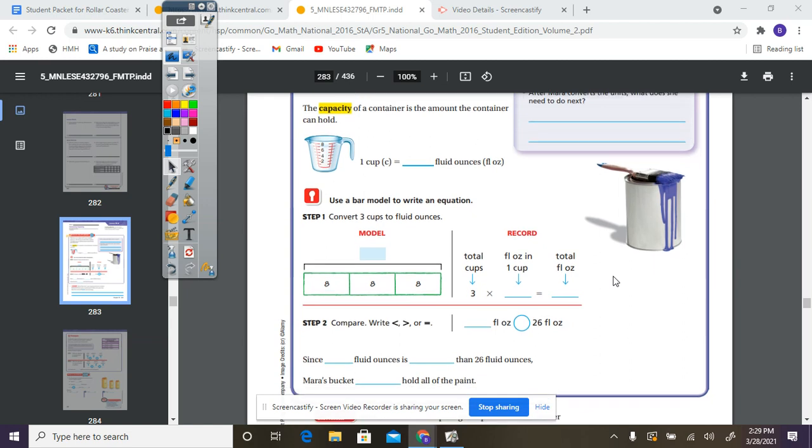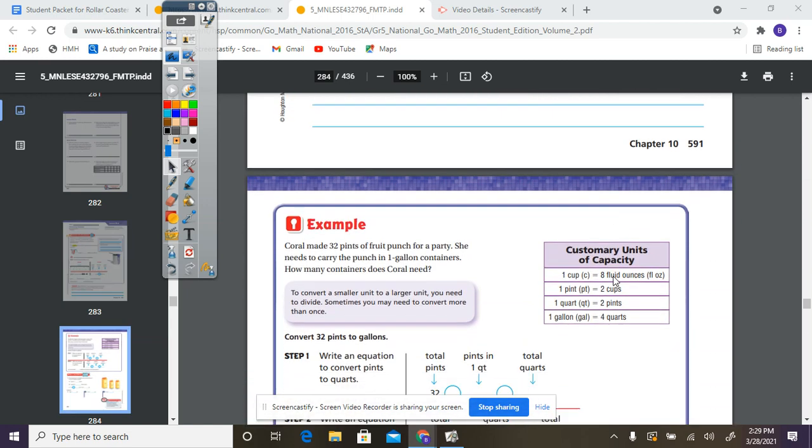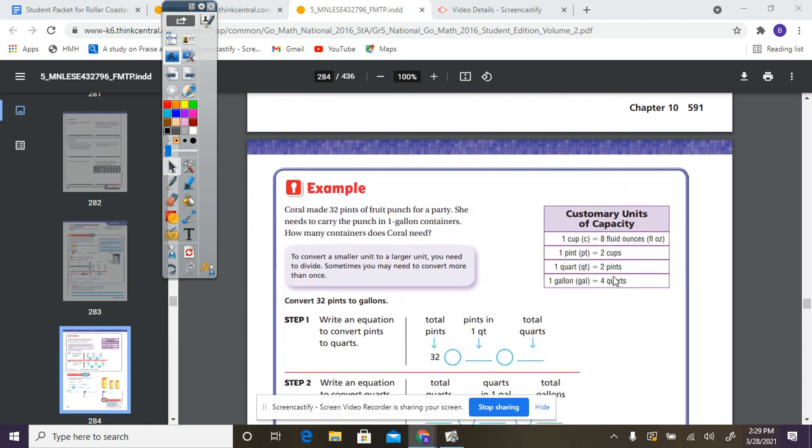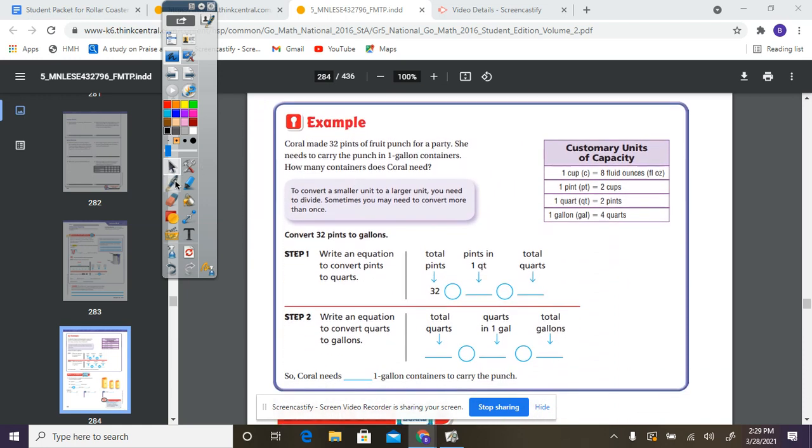So that was on 591, but we're going to scroll down to 592 just for the sake of keeping our videos shorter so it's easy to download on people's computers. So we have this chart here that I've circled, customary units of capacity. You probably remember this guy named Gallon Man that you learned about in previous school years. The Gallon Man really helped you see visually how many cups are in a pint, how many pints are in a quart, how many quarts are in a gallon. It makes up the Gallon Man.